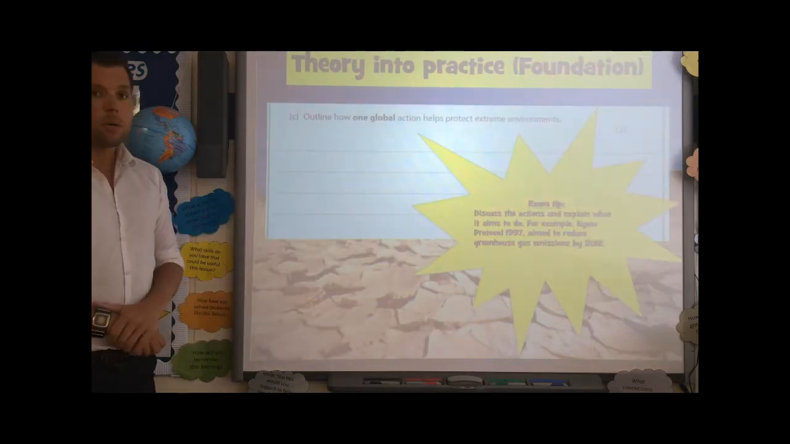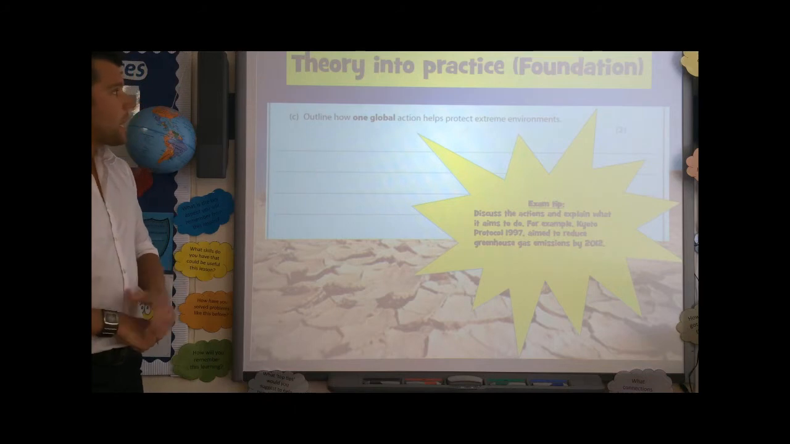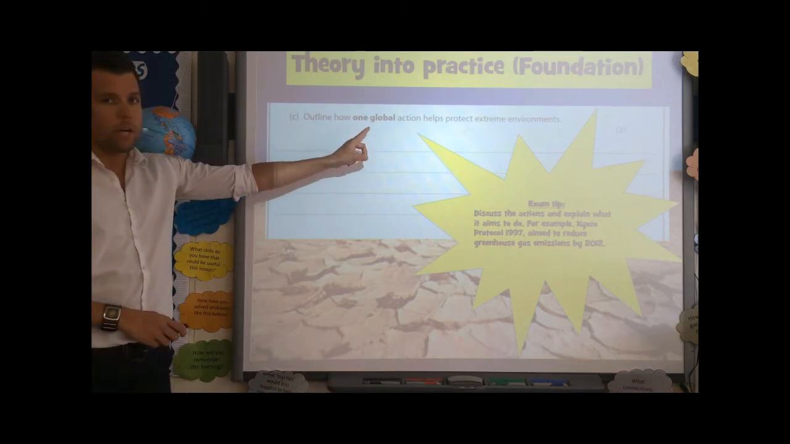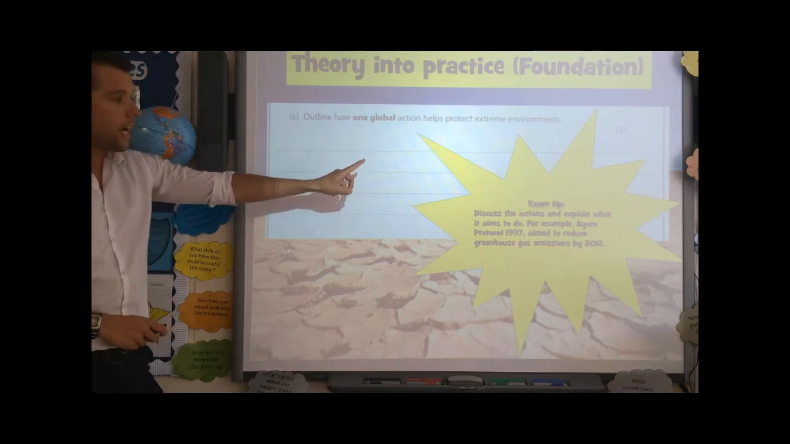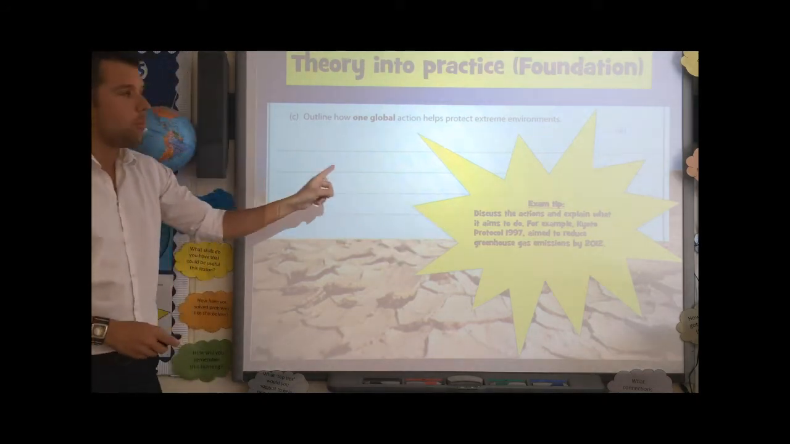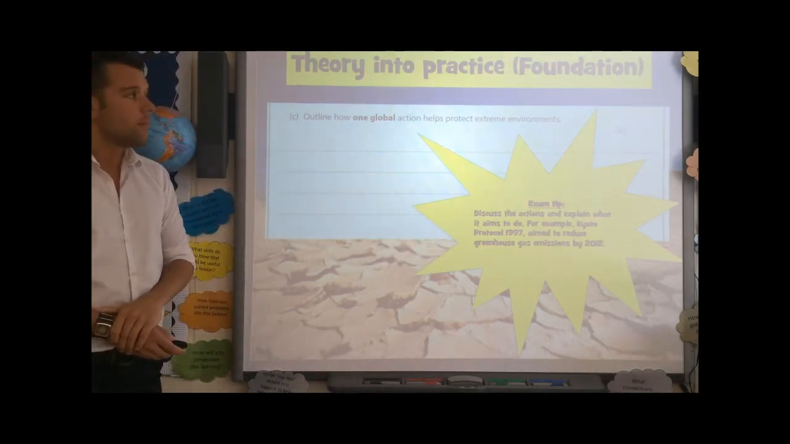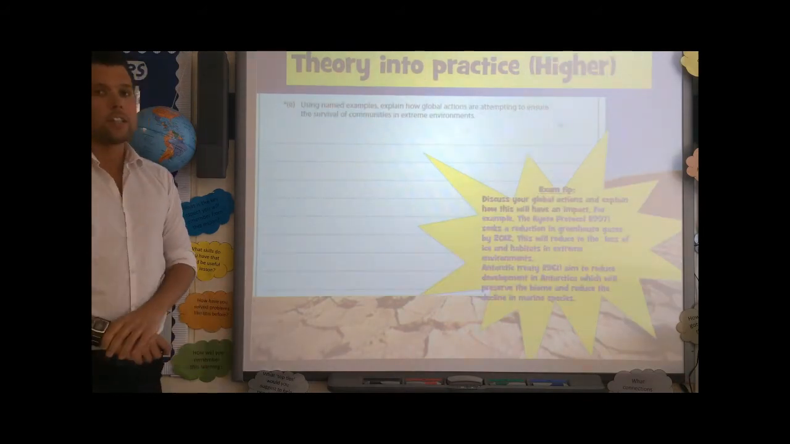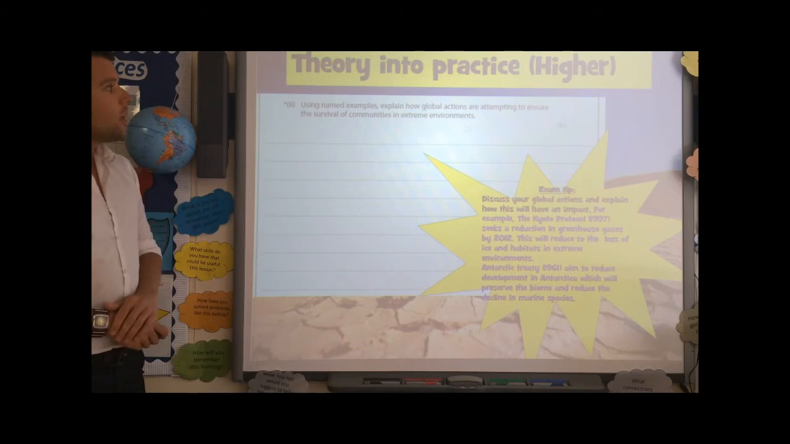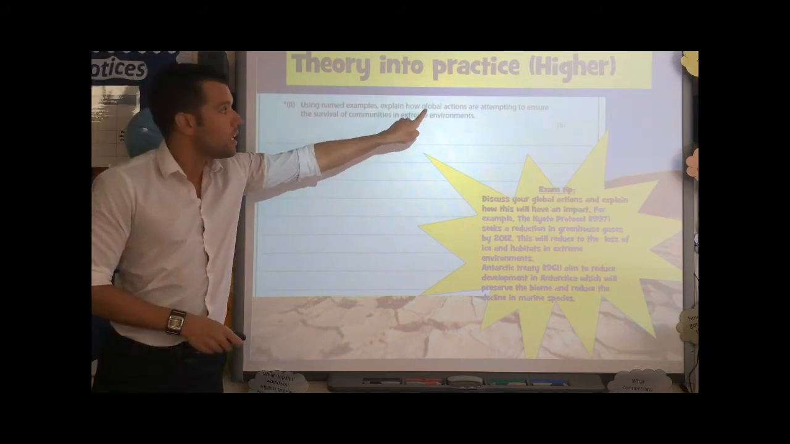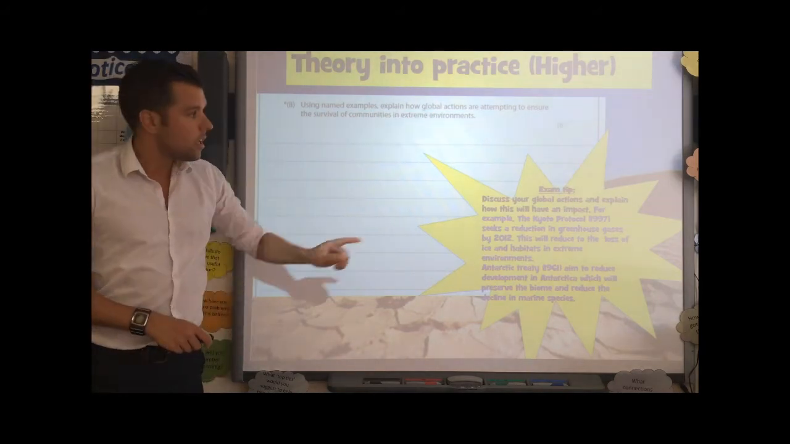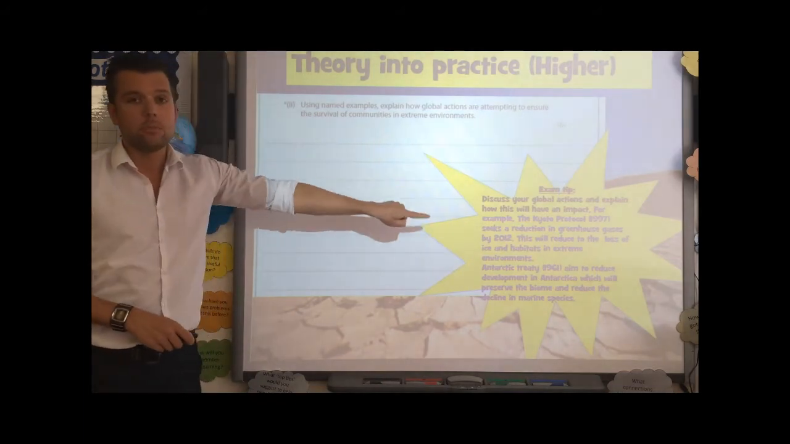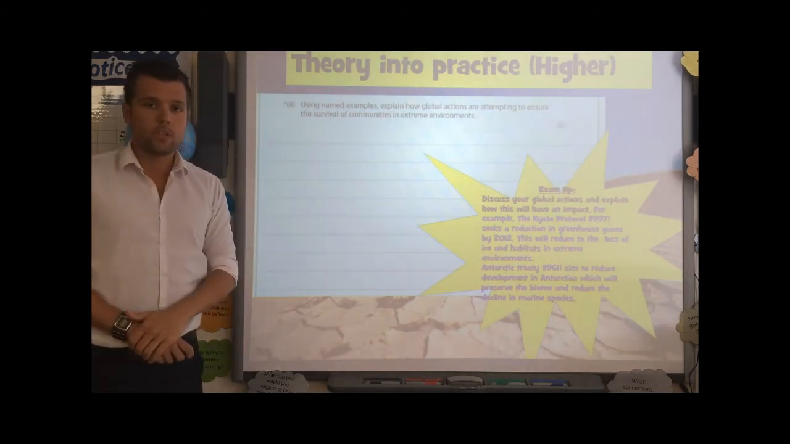This one is an example of a foundation question. Notice how it says global action this time round. Again, look at the exam tips to help you answer this question effectively. And finally, we have another higher exam question. Again, look at how it reads global actions. Look at the exam tips to help you to answer the questions.